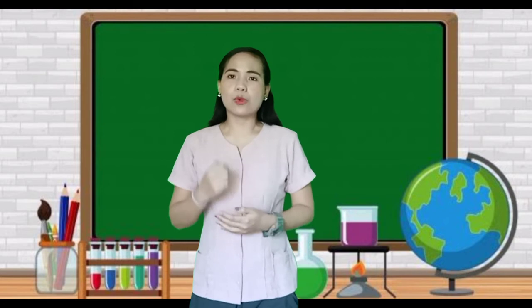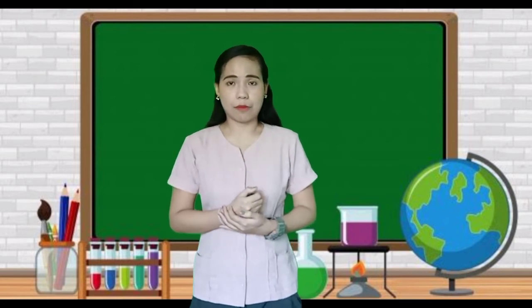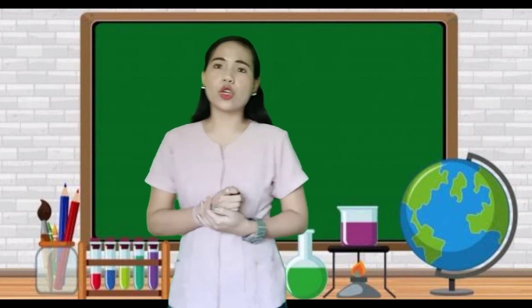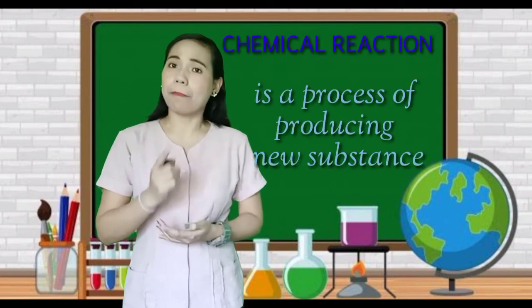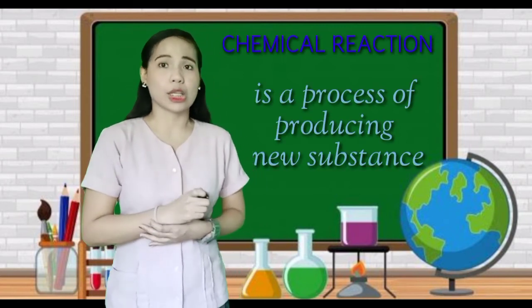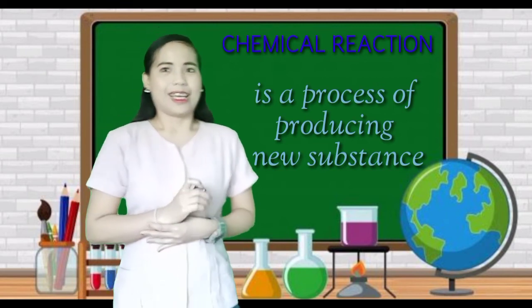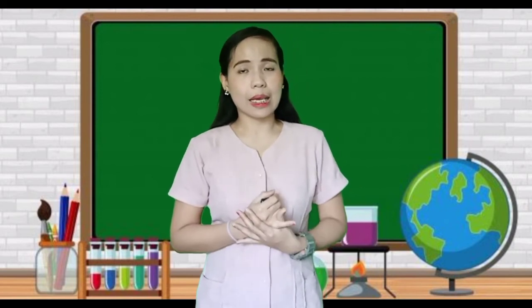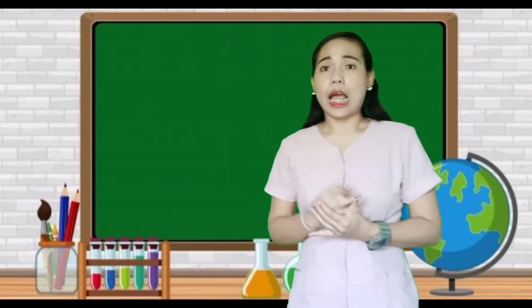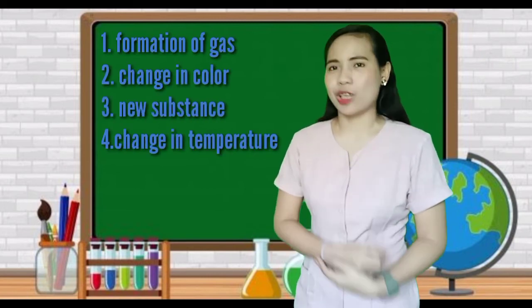We also introduced the concept of chemical reaction. Chemical reaction is a process in which 2 or more substances combined react, producing a new substance. Evidence that a chemical reaction happens or took place include formation of gases, change in color, a new substance produced, and change in temperature. Now, please answer the post-test in your module.